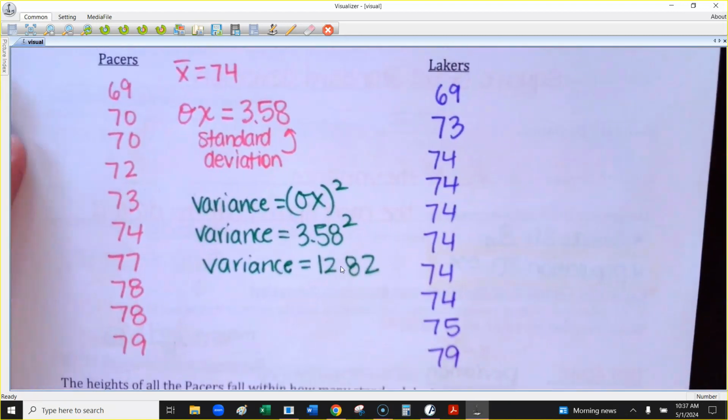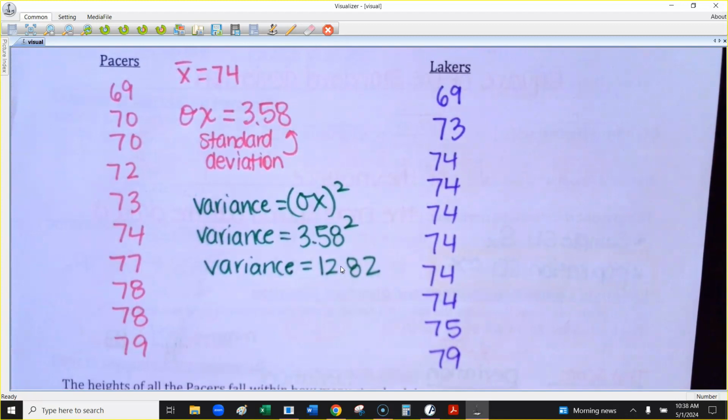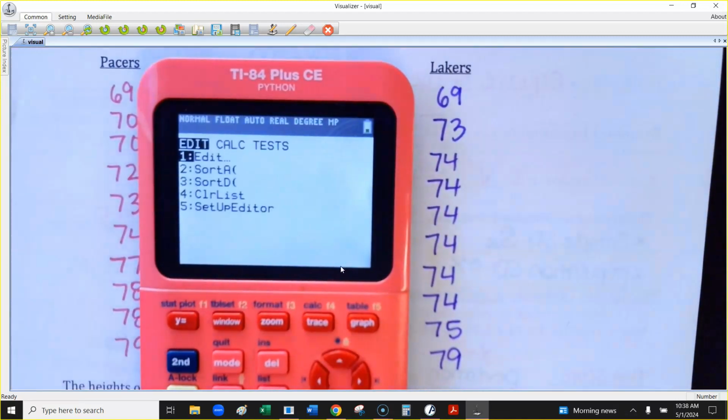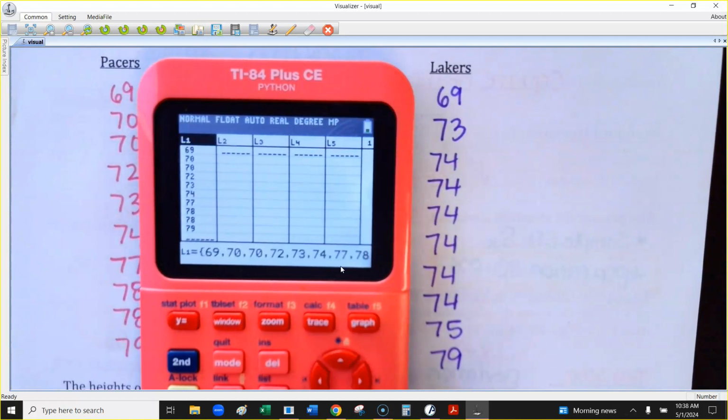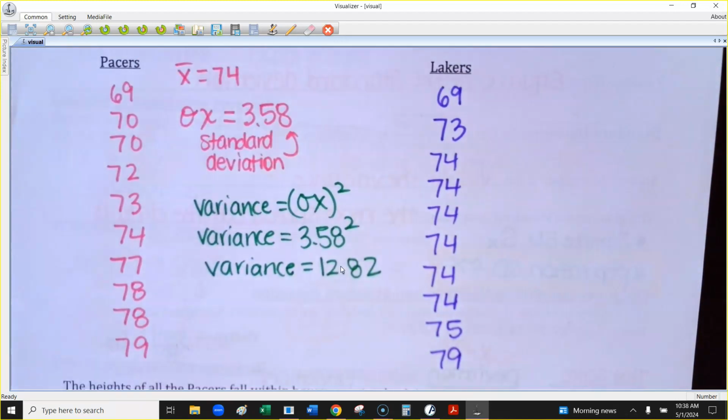Okay, so see if you guys can do that process. And I'll just show you one more time. If you go into Stat and Edit to edit the data, just arrow up to the top, hit Clear, hit Enter. That'll wipe out all the Pacers. And then you can put the Laker heights into your column there. And in standard deviation and variance, let's just round those to 2 decimal places if they're not nice numbers. Most of the time they're not.